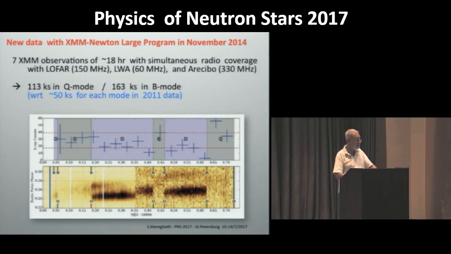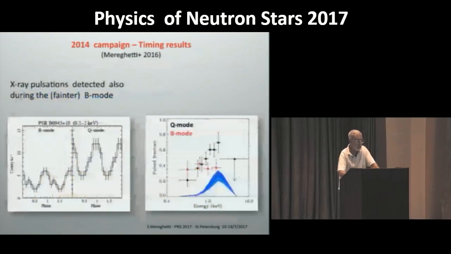So which were the main results of this new campaign? First of all, from the timing point of view, now, thanks to the longer observation and much higher statistics, we were able to see that also in the fainter B mode the pulsations in X-rays are present, and we could measure the pulse fraction as a function of energy. For the B mode, they are rather steady within large errors, while in the Q mode, the pulse fraction increases with energy.